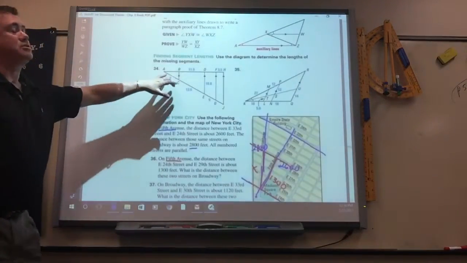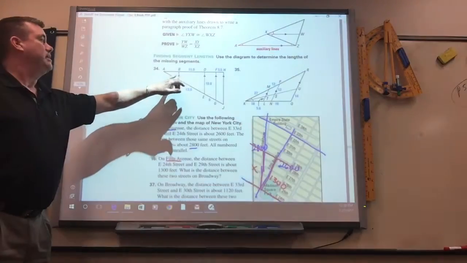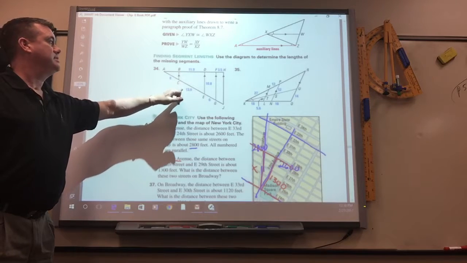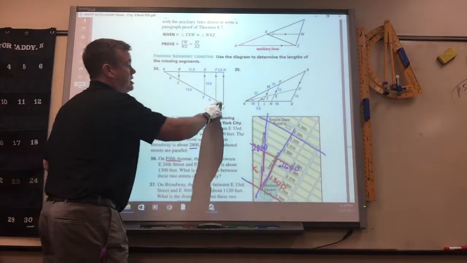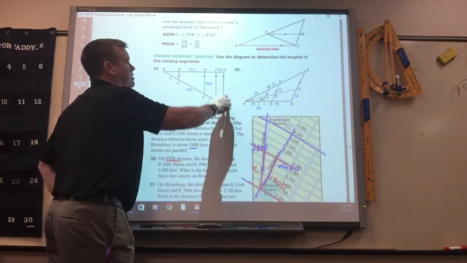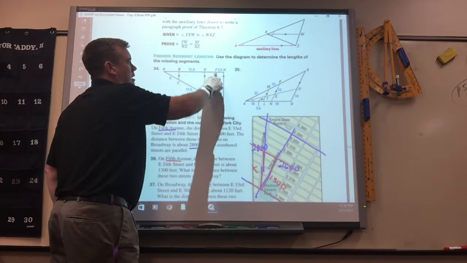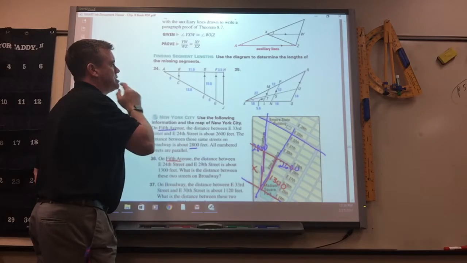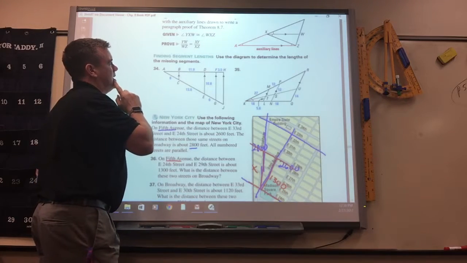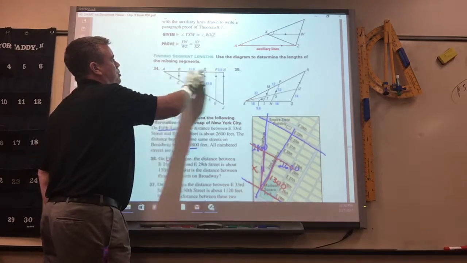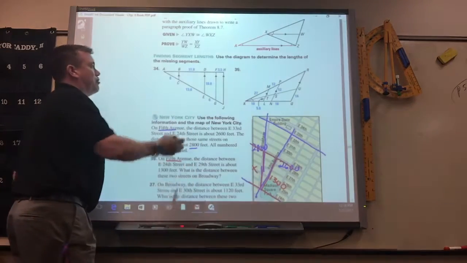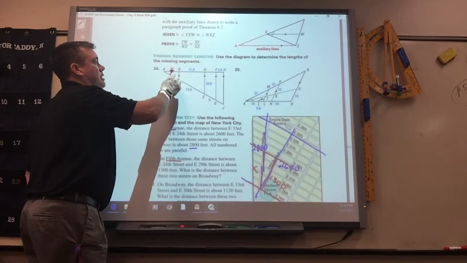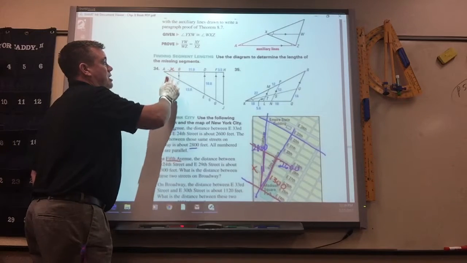Now 34 is a tricky one. You got to find a whole bunch of missing things. Just each individual piece that's missing. So you got to do it first. You got to find this. This to this equals that to that.